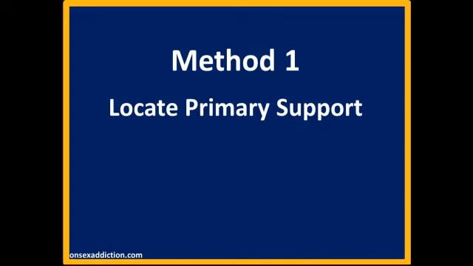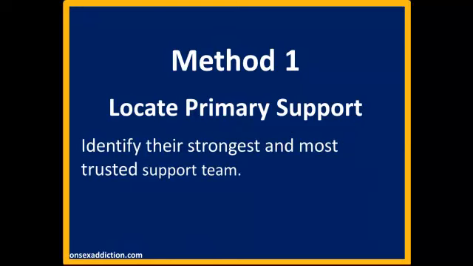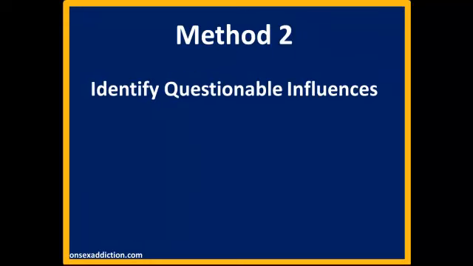The first method is to help them identify and locate primary support systems. Whether it's a clergy, whether it's a 12-step sponsor or fellow, or their best friend from high school, helping the client to identify their strongest and most trusted support team is vitally important. You see, sex addicts as a whole feel they're alone, no matter what. So identifying this support system will allow them to understand that they can not only ask for help, but receive help from others.